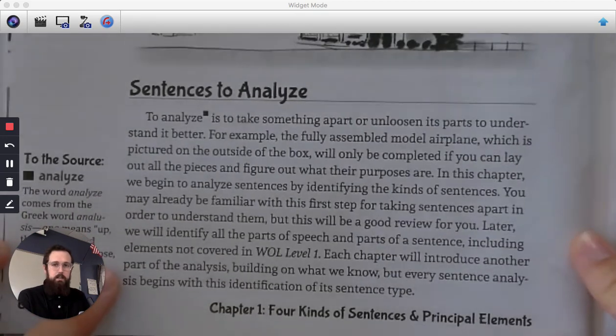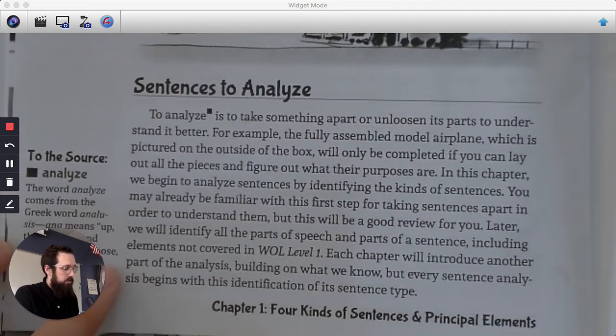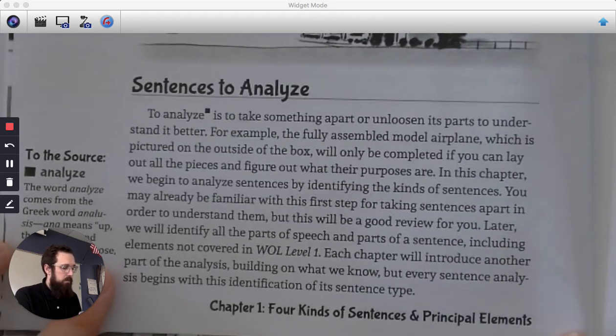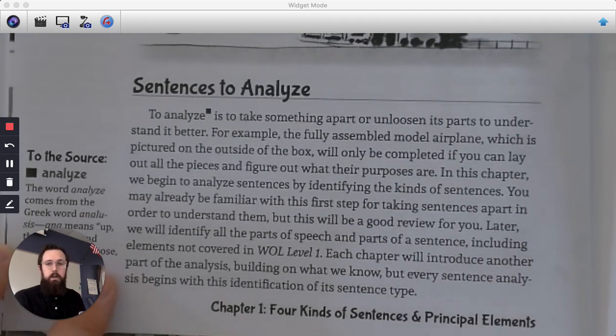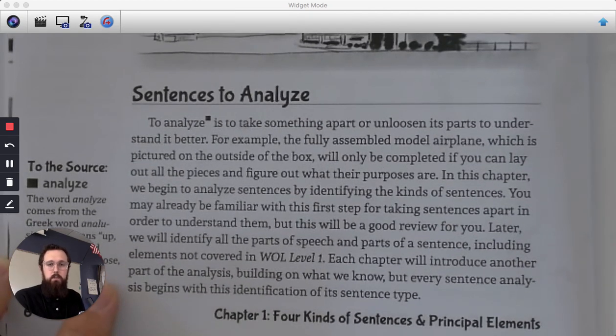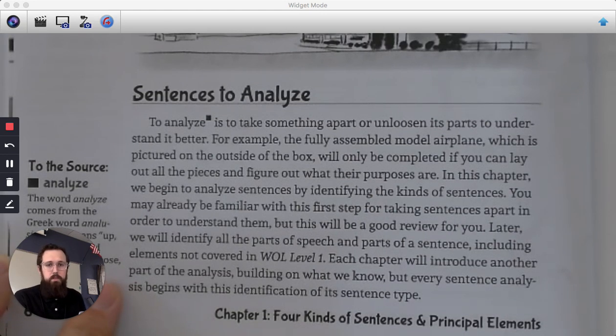Sentences to analyze. To analyze is to take something apart or unloose its parts to understand it better. For example, the fully assembled model airplane, which is pictured on the outside of the box, will only be completed if you can lay out all the pieces and figure out what their purposes are. In this chapter, we will begin to analyze sentences by identifying the kinds of sentences.